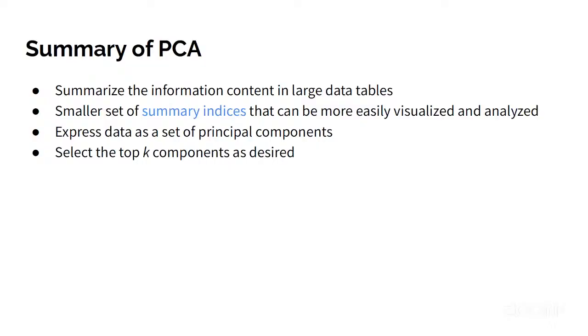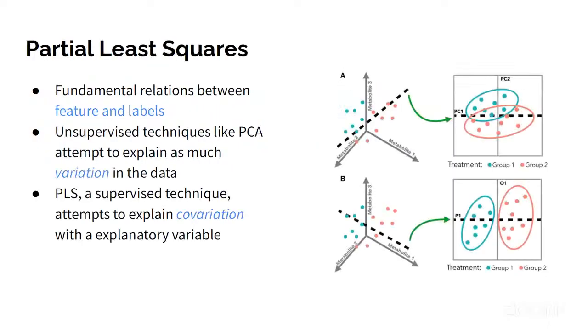Okay. Moving on to partial least squares. So PLS is another dimensionality reduction approach, but here you also have labels. So this is like supervised dimensionality reduction. We are moving a bit away from unsupervised learning, but why do we need that?